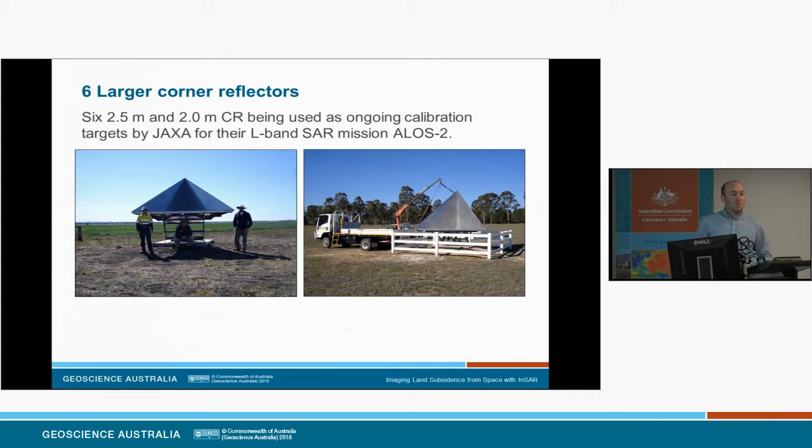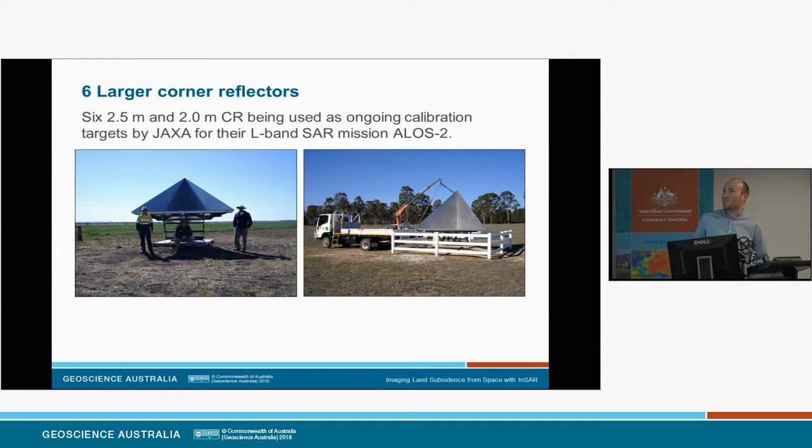We also redeployed the 6 larger corner reflectors from the prototyping exercise, and the reason we did that is because they're highly desired by the Japanese for calibration of their new L-band SAR mission, given that the size of them is suitable for the longer wavelength of that mission. So those have been used over the last half a year for calibration and validation of that mission.